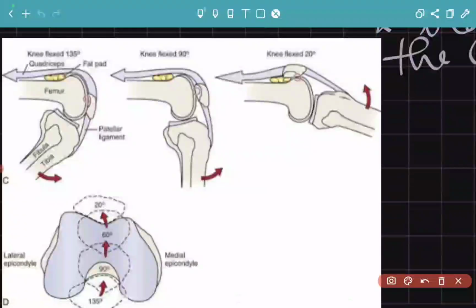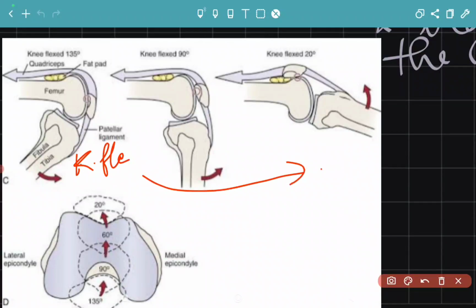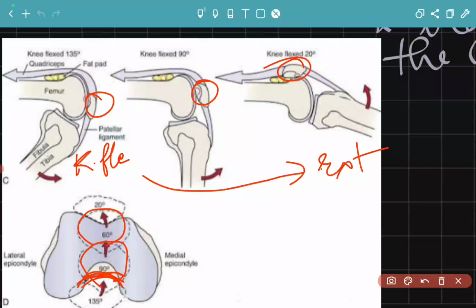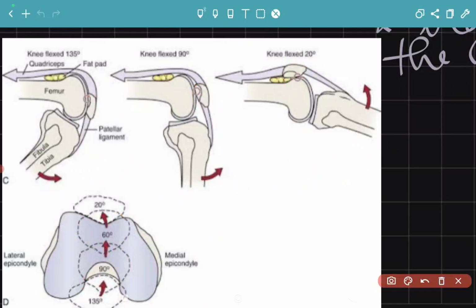So in this diagram we can appreciate this is knee flexion and here the extension is taking place. We can appreciate the patella sliding up and around the femoral condyles. So here is the intercondylar notch where this patella is fixed. In knee extension it is going up, and hence there is an increase in the movement arm of the quadriceps. That means the quadriceps pull on the tibia will be increased.